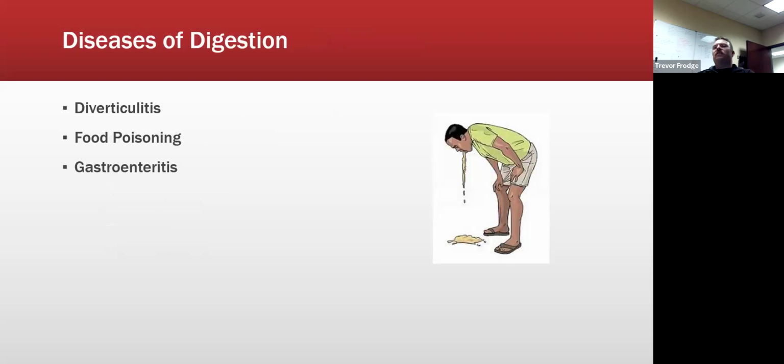So let's talk about diseases of digestion, like diverticulitis. Diverticulitis is not necessarily life-threatening, although it can turn into a pretty serious issue. Your intestines work by moving food through soft muscle folds, right? You have this smooth muscle that's kind of squeezing and pushing the food down. And as it's doing that, it's pulling out the nutrients and pulling out water to hydrate your cells and hydrate your muscles and just to make your body work.